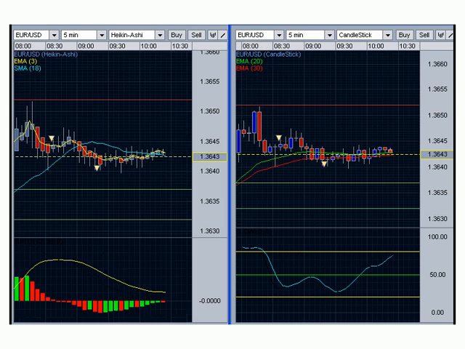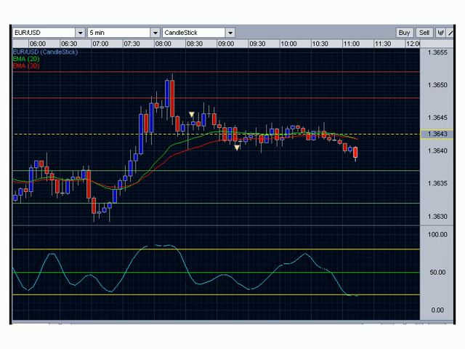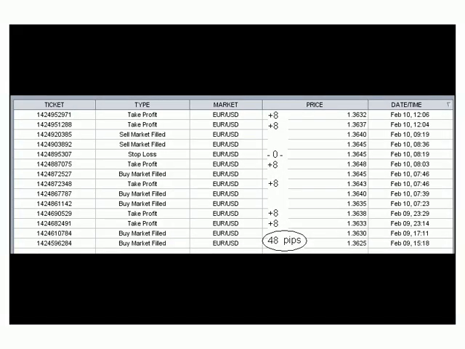Now that I've been filled on my second position, I've combined my stops. Unfortunately, I didn't have my video running since I had to go out, but I moved my stop down and here were my results for the day. 6 8-pip trades, one that broke even, for a net total of 48 pips.